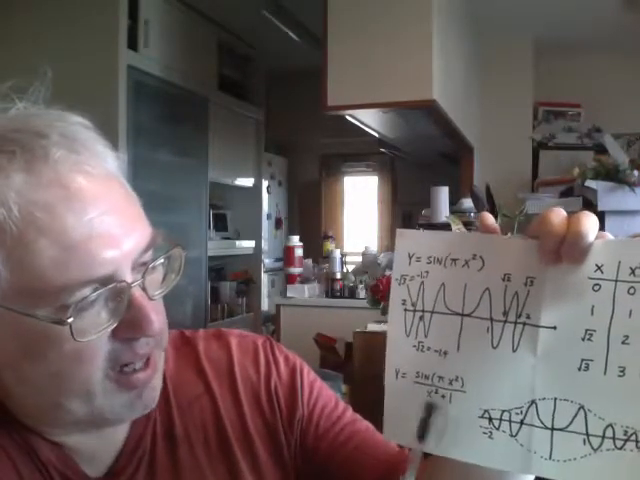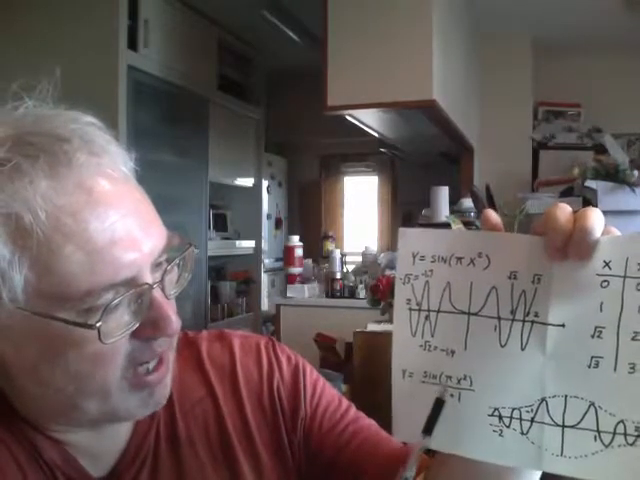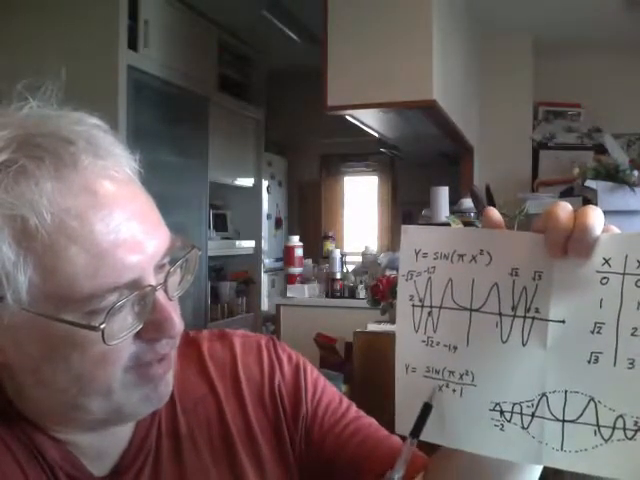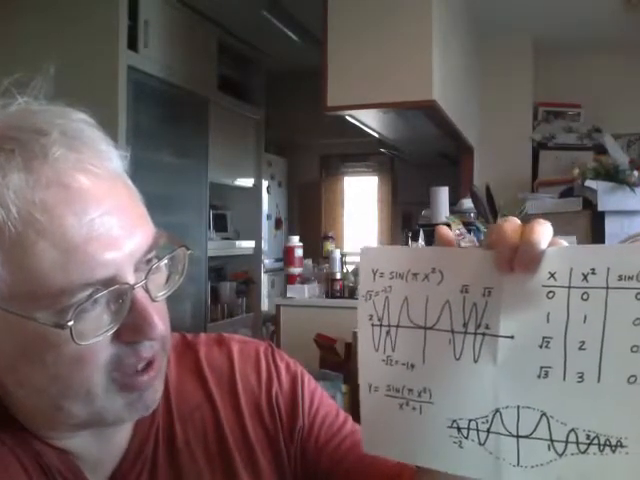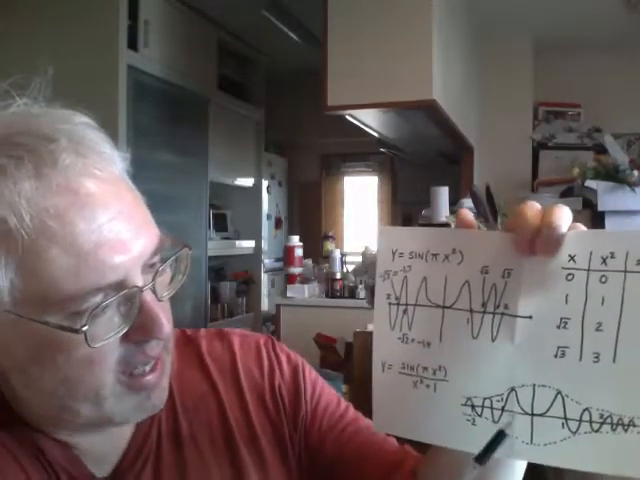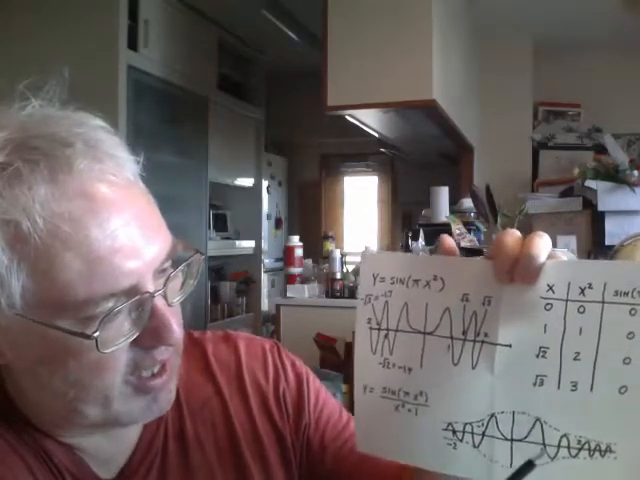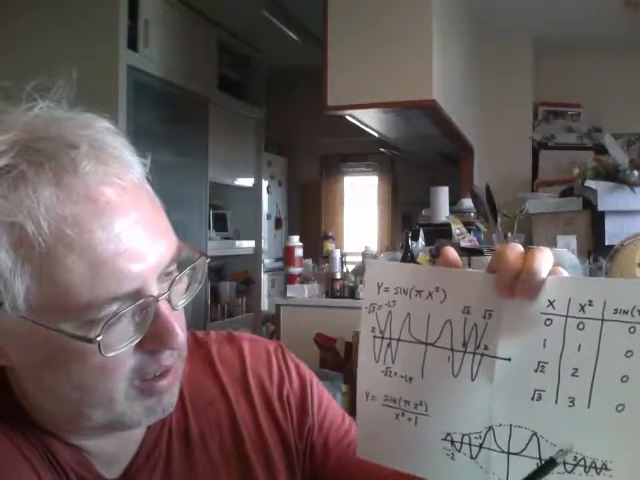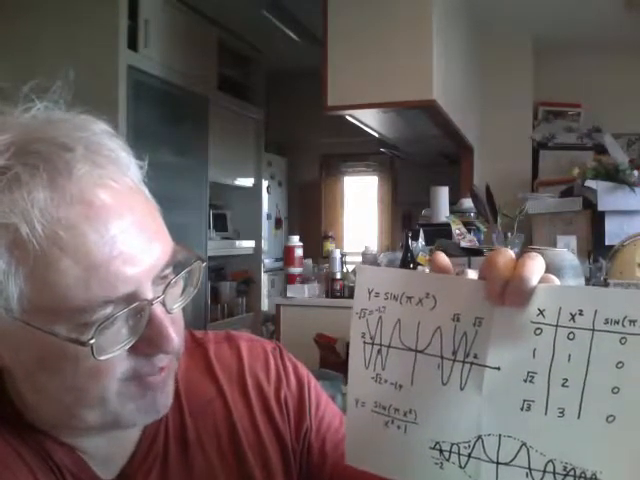Now let's put it in an envelope and draw it. So the same function, sine pi x squared, now divided by x squared plus 1. So we draw the upper and the lower envelope, and then draw this function inside there, only going up to the envelopes. And it's getting faster and faster as we go.